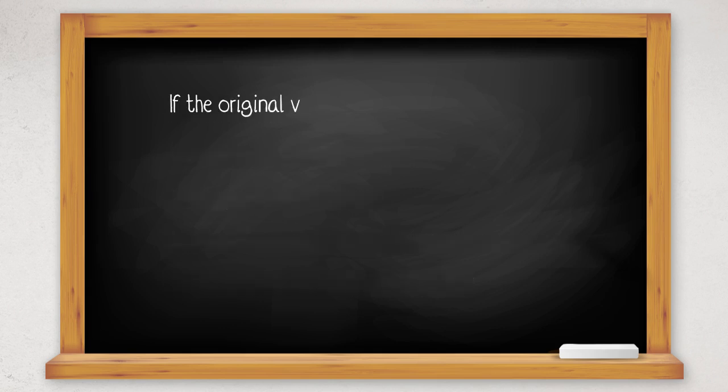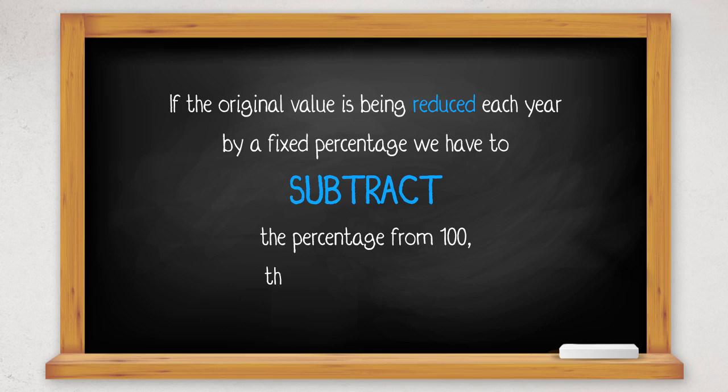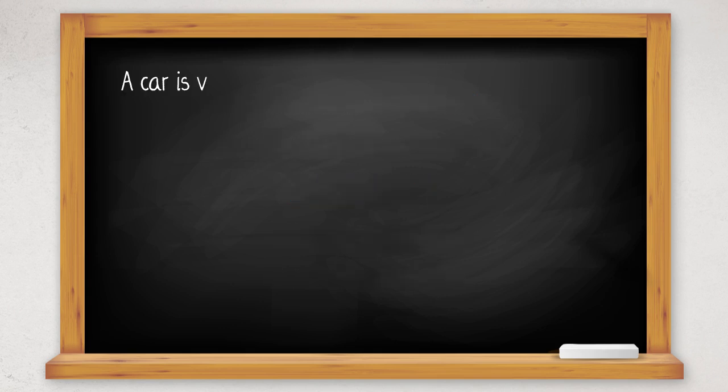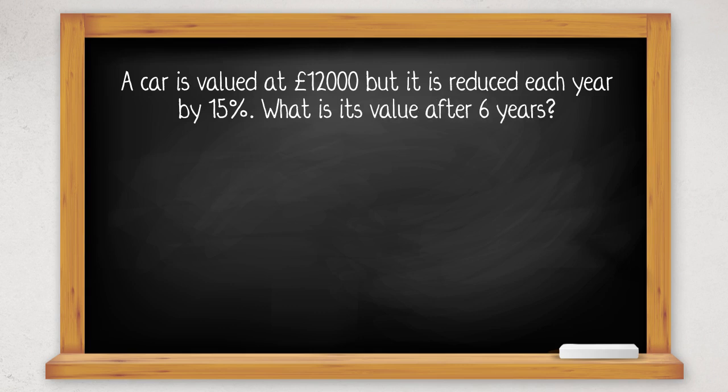If the original value is reduced each year by a fixed percentage, we have to subtract the percentage from 100, then continue as before. Suppose a car is valued at £12,000, but is reduced each year by 15%. What's its value after 6 years?